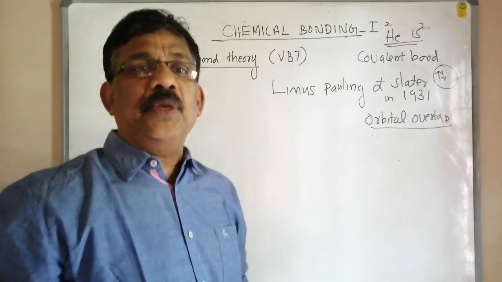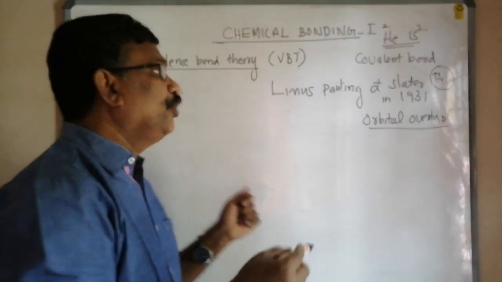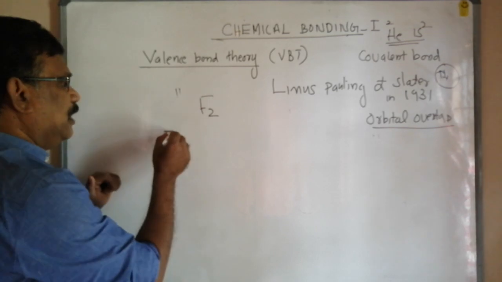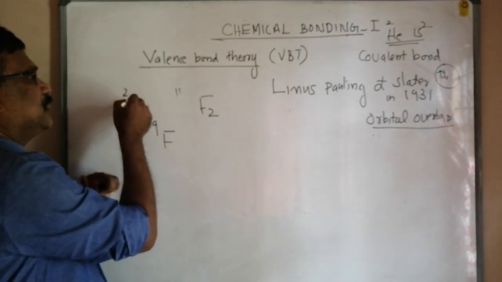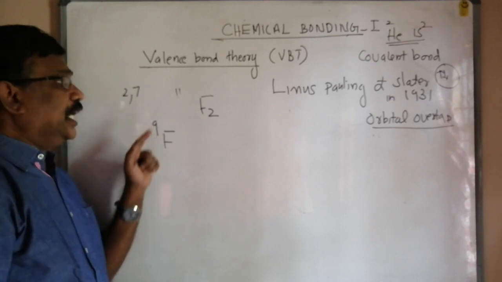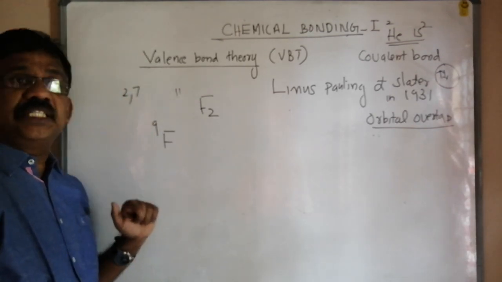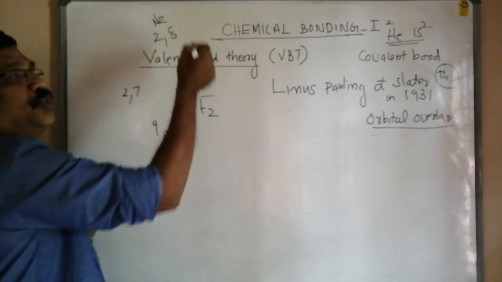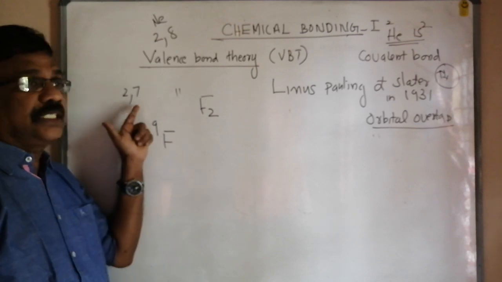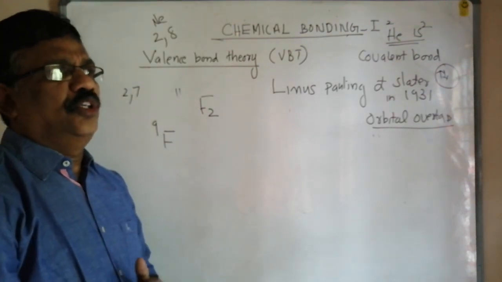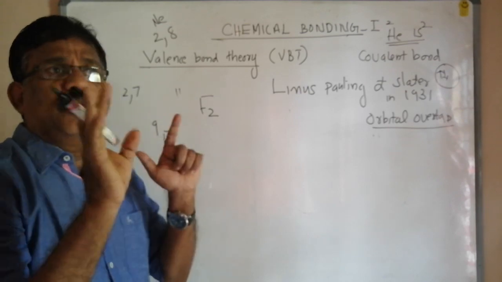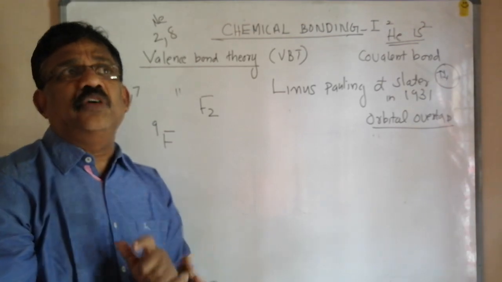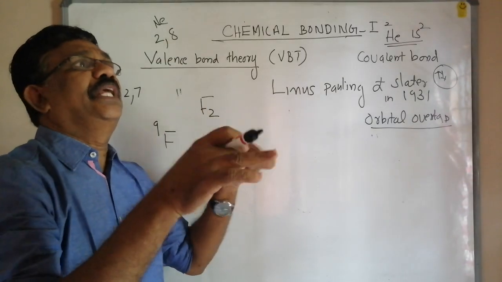Another example, formation of halogens. We can take fluorine as an example, F2, a diatomic molecule. Fluorine, atomic number 9, and the main shell configuration is 2,7. So it has a deficiency of 1 electron to achieve the stable noble gas configuration of neon. What is the configuration of neon? 2,8. Not only fluorine, for all halogens the outermost shell contains 7 electrons, so all halogens have a deficiency of 1 electron to achieve a stable noble gas configuration.